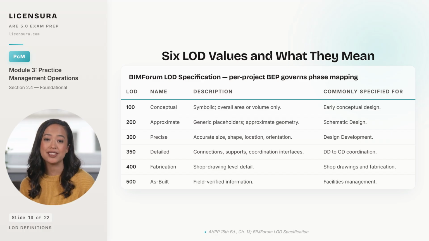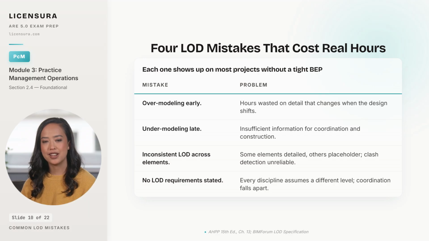4 common LOD mistakes show up on nearly every project that doesn't have a disciplined BEP. Overmodeling early is the most expensive. A BIM technician spends 3 weeks at SD modeling every fastener in a curtain wall. The client then switches manufacturers, and the entire detailed model is discarded. At LOD 200, the same curtain wall should have been a generic placeholder modeled in a fraction of the time.